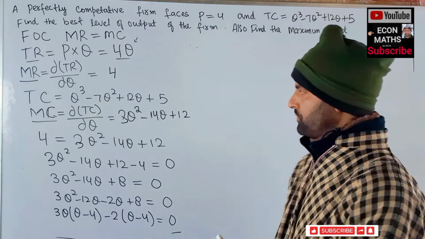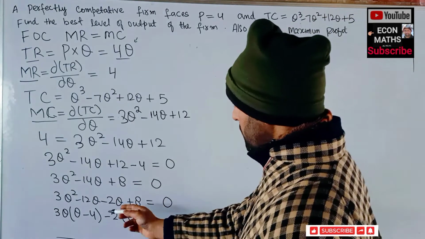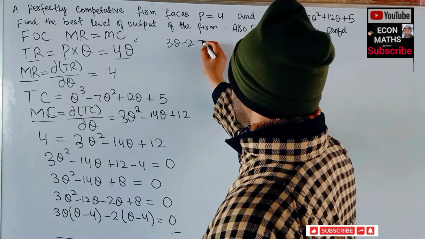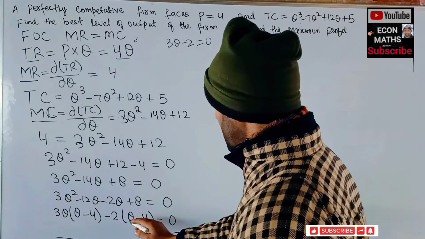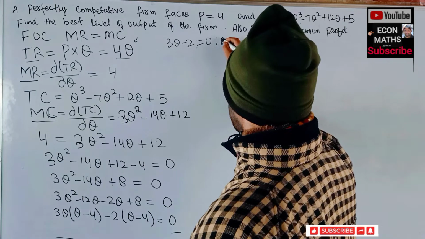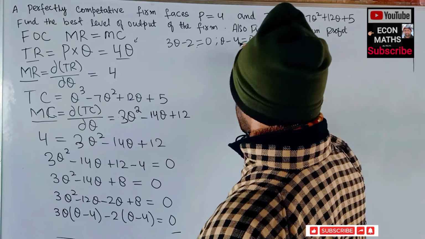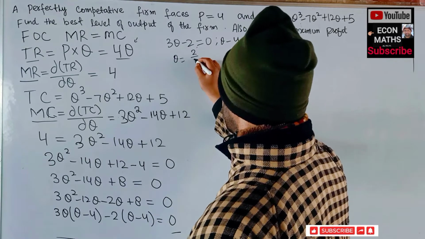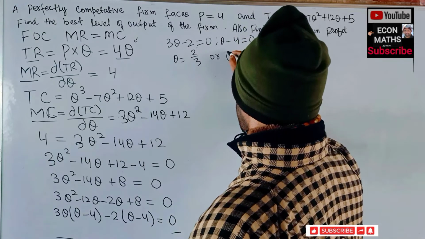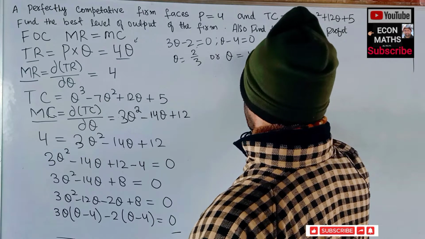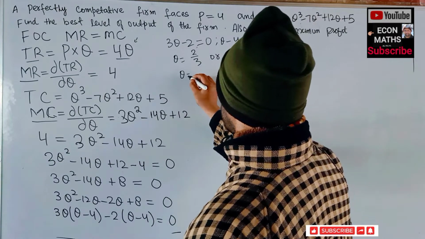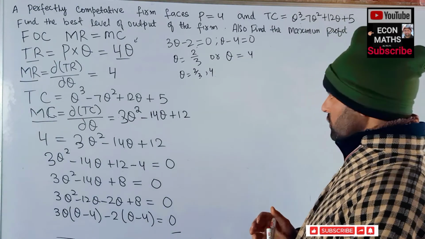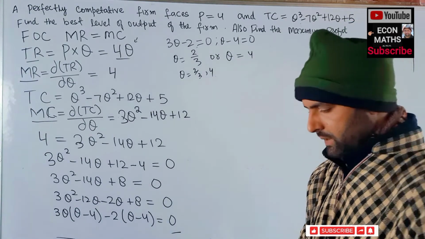So we get here 3q minus 2 should be equal to 0, or q minus 4 should be equal to 0. Now q is equal to, transposing this, it will become 2 divided by 3, or we will get the value of q is equal to 4. So we get two values, q is equal to 2 by 3 and 4. Okay, so we get the two values of q here.